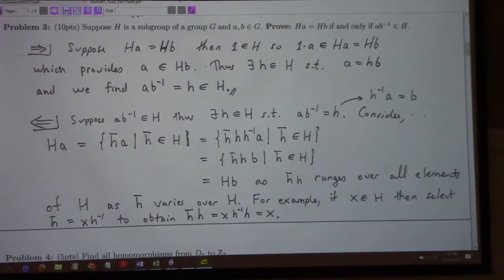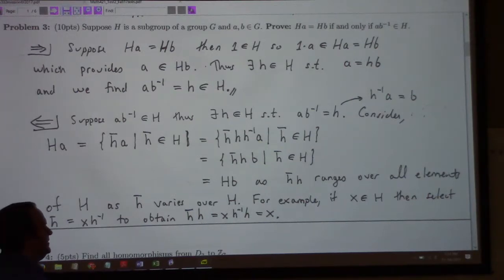Number 3. So, yeah, you guys got away with a lot here. This was the kind of argument I wanted to see. Suppose Ha equals Hb, then 1 is in H.